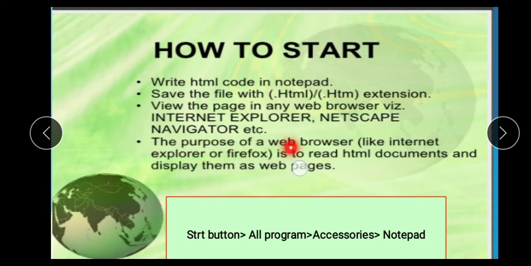The purpose of a web browser like Internet Explorer or Firefox is to read HTML documents and display them as web pages. Here there are two extensions. When you use notepad, you can save the file name with .html extension. If you want to use MS Word or WordPad, then you can use .htm extension.